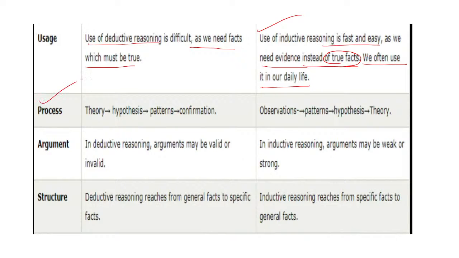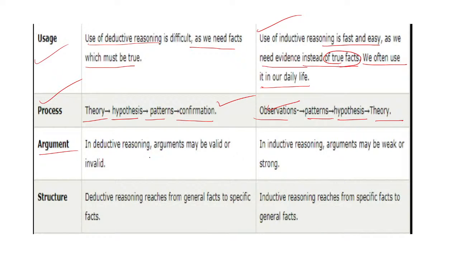Next, what is the process of deductive reasoning? First, theory, hypothesis, patterns and confirmation, whereas inductive reasoning is observations, patterns, hypothesis, theory. Please remember this process also.